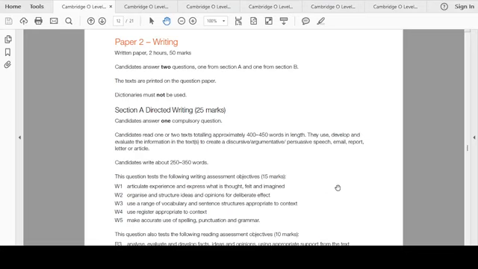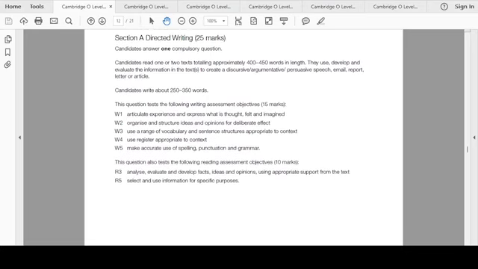Paper 2, the writing paper, again, two tasks. Task A is called directed writing. The reason it's called directed writing is because you are given directions on how to do it and what to do. Certain instructions that you have to follow, and that is why it is called directed writing.